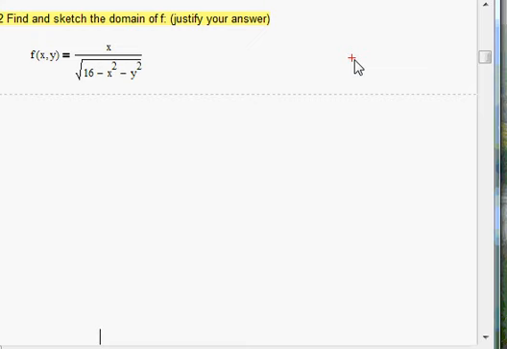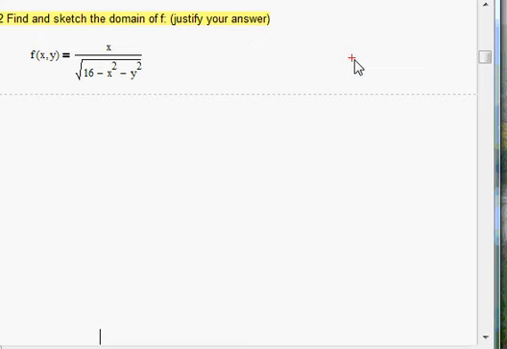So therefore, x squared plus y squared cannot equal 16. Of course, x squared plus y squared equals 16 is a circle of radius 4, center at the origin. As a matter of fact, if you look at that, 16 equals x squared plus y squared, well, what about this? 16 had better be greater than x squared plus y squared.